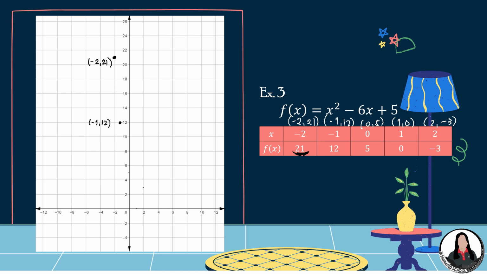Next, we have 0, 5. So, in between yan ng 4 and 6. Okay, so that is 0, 5. Okay, next we have, sorry, dito ko na lang ilagay si 0, 5.